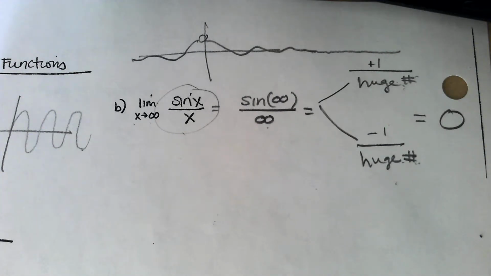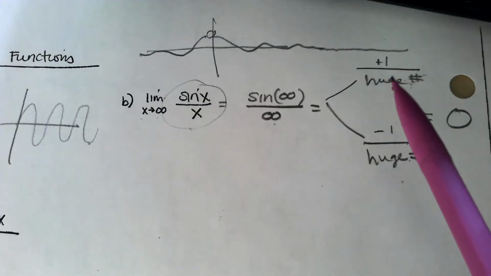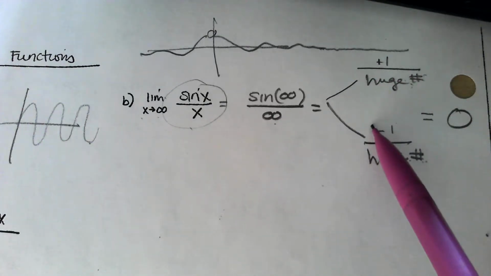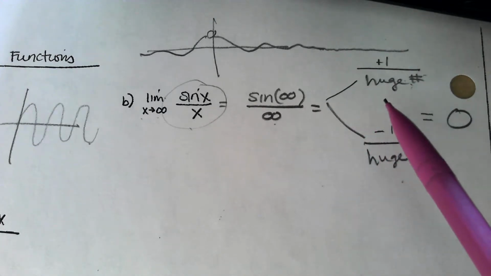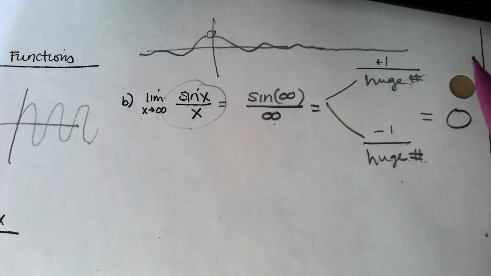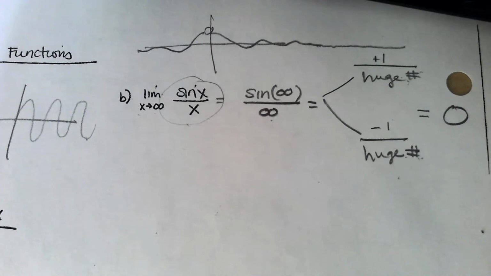Tori? Why does the graph level out? Why does it keep going the curve? Why does it level out at 0? Yeah. Because the numerator is always a small number, and the denominator is continuously getting bigger and bigger. So 1 over 100 versus later on you're going to get 1 over 1,000,000. Okay. Anything else?